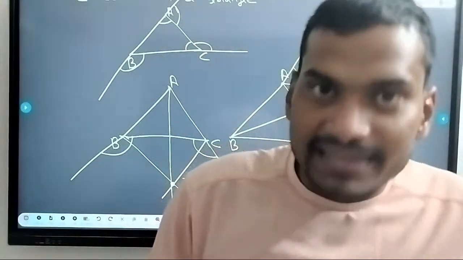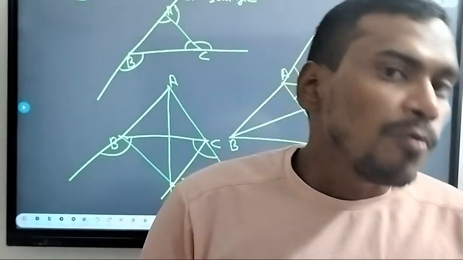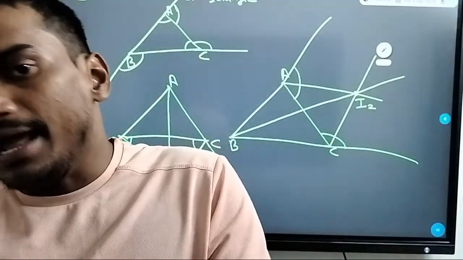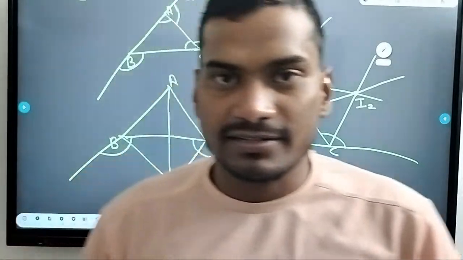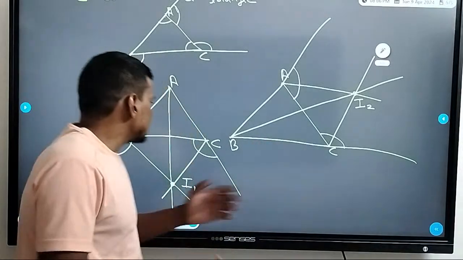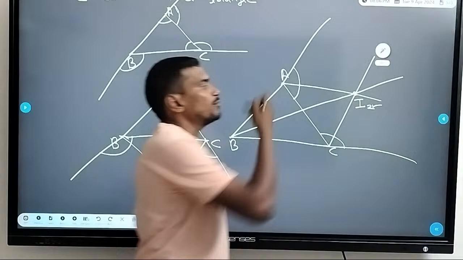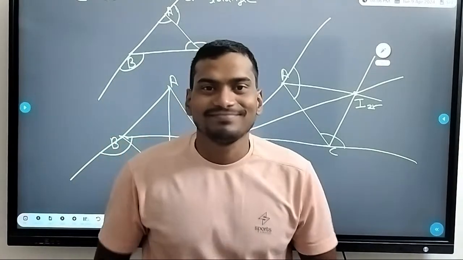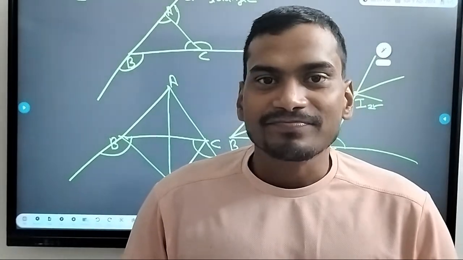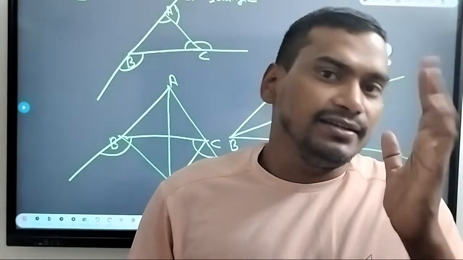Okay, so excenter, you will not make a mistake now. It is the point of intersection of two external and one internal angle bisector. How many excenters are possible? Three excenters are possible: I1, I2 and one more, I3. ठीक है बच्चों, सबको समझ में आ गया? So I1, I2, I3, they are the excenters.